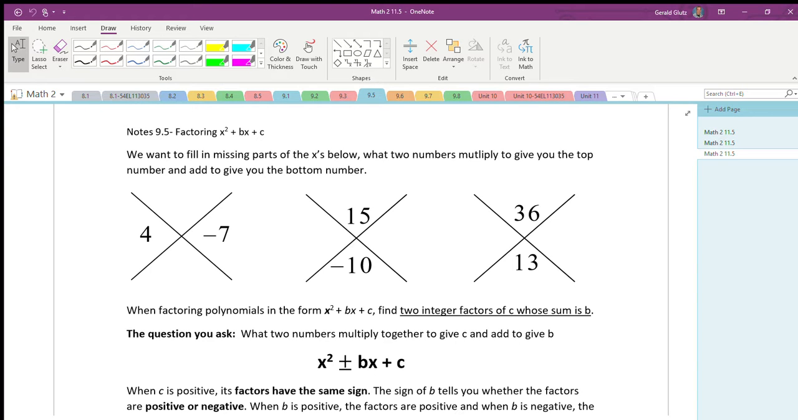Hello and welcome to the next section in Unit 9. This section is all about factoring again.